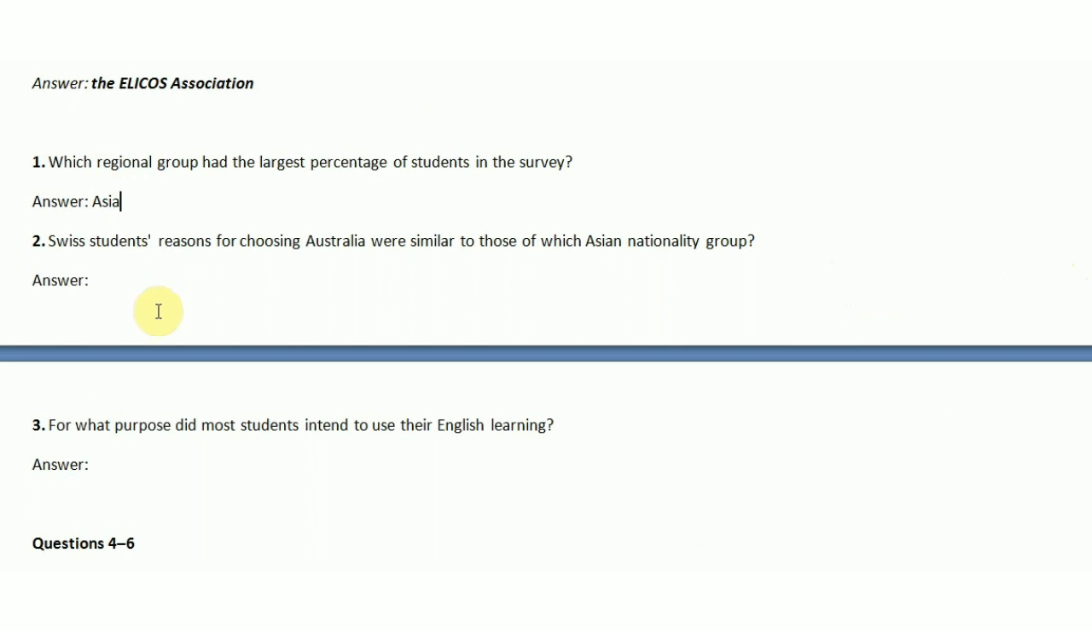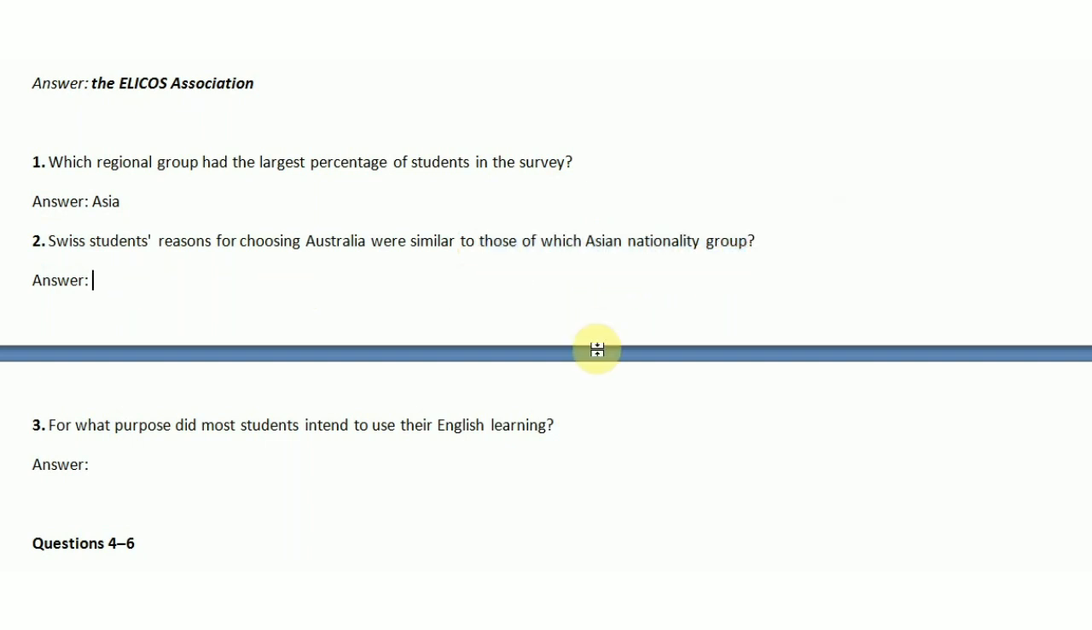Asia. Okay, now let's move on to our second question, that is: Swiss students' reasons for choosing Australia were similar to those of which Asian nationality group? So first of all, Swiss students, this means students from Switzerland. Then their reasons for choosing Australia. So why they chose Australia as their destination, what are the reasons? And those reasons were similar to those of which Asian nationality group? This we have to answer.